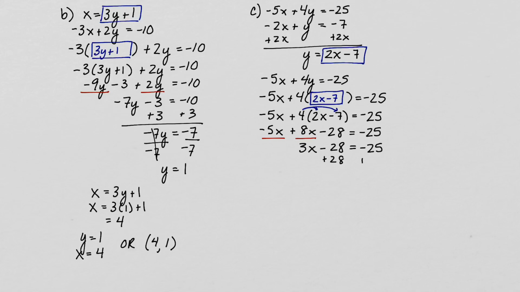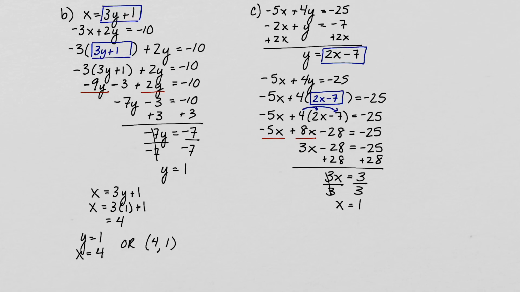I'm going to add 28 to both sides. So 3x. If I add negative 25 and 28, I get 3. Divide both sides by 3. x ends up being equal to 1. And then now I have to pick one of the equations to plug back into to find y. And it doesn't matter which one I pick. So I'm going to pick this one right here because I've already got y on the left-hand side.